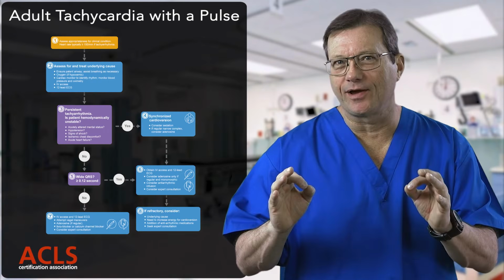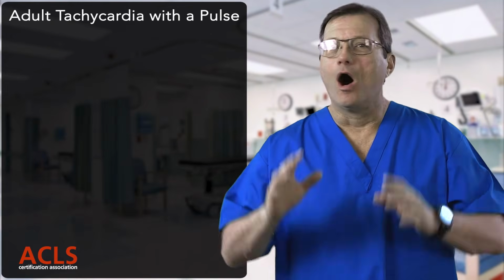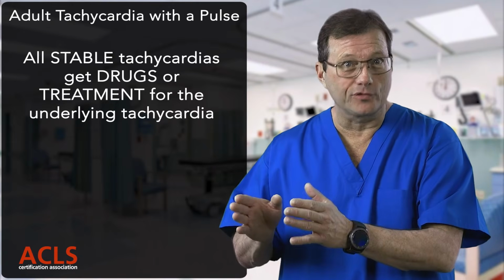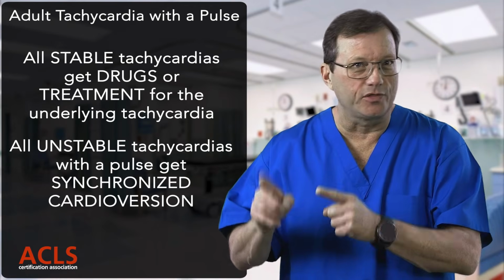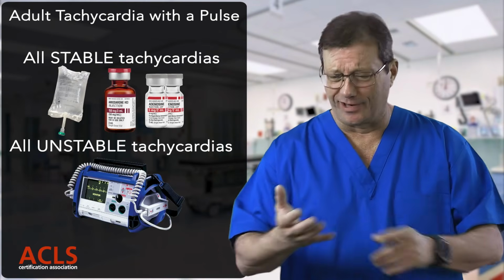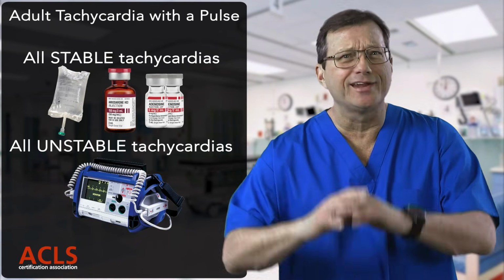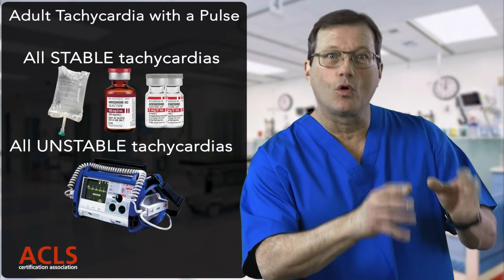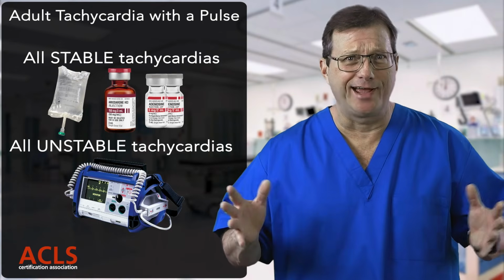Okay, so what's the takeaway from the tachycardia with a pulse algorithm? Here it is. All stable tachycardias get drugs or treatment for the underlying tachycardia. All unstable tachycardias with a pulse get synchronized cardioversion. That's it. And that's all tachycardias. Narrow, wide, regular, irregular, low fat, sugar-free, imported, doesn't matter. If the patient is stable and has a tachycardia, drugs or treatment. Unstable, immediate synchronized cardioversion. That's it.